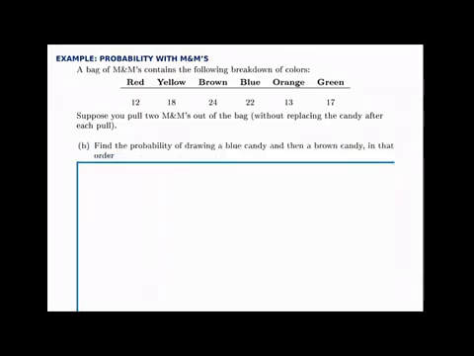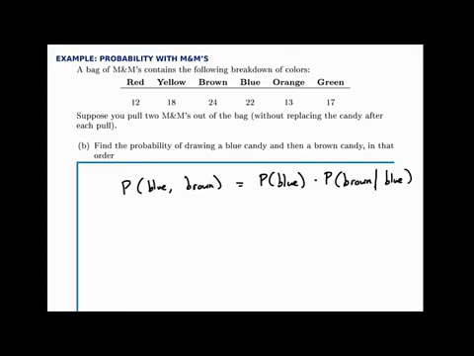For the next part, we want to find the probability of first drawing a blue candy and then a brown candy in that order. So the probability of drawing blue, then brown, again is going to be the probability first of drawing a blue one, and then assuming that happened, the probability the second one is brown, given that the first one was blue.